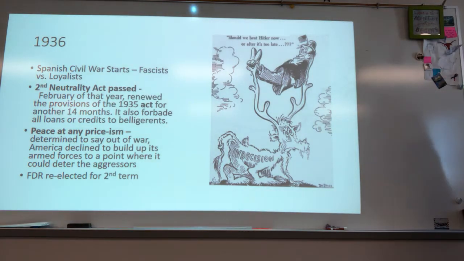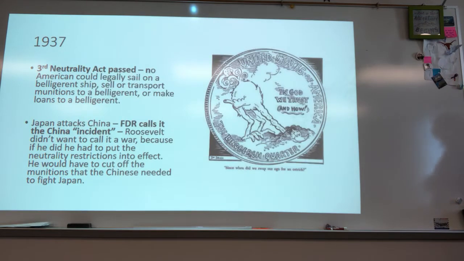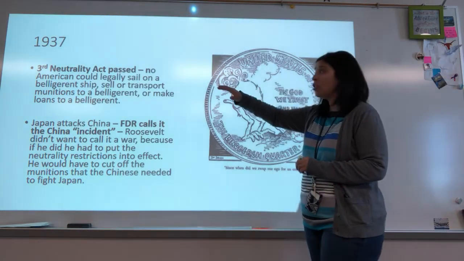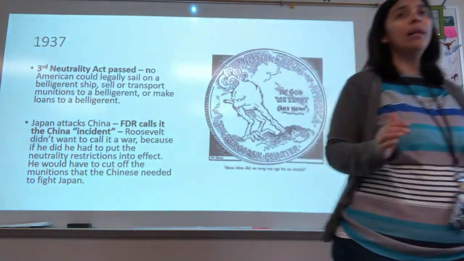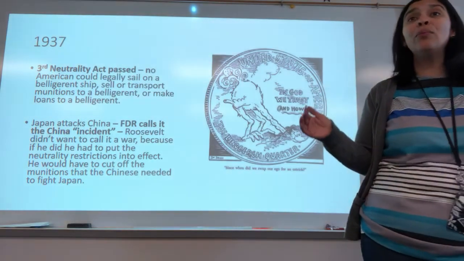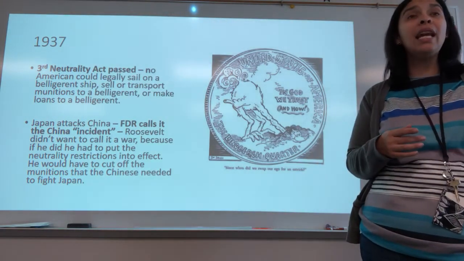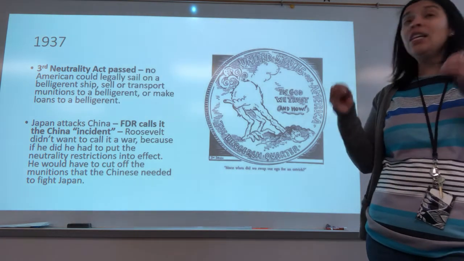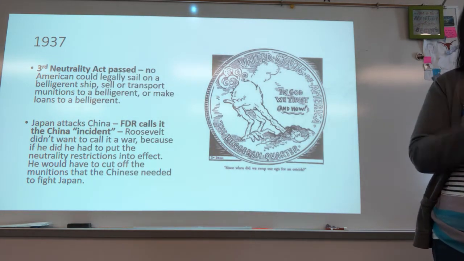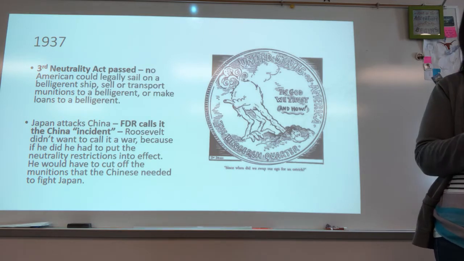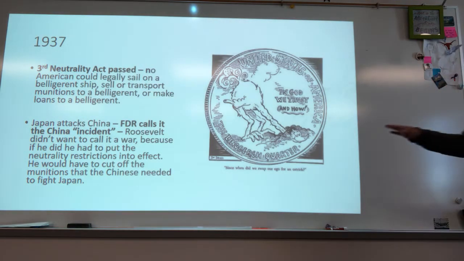FDR is elected for a second term. Third Neutrality Act. No American can legally sail on a belligerent ship, sell or transport munitions on a belligerent, or make loans to a belligerent. Wait, we already did the loans, right? We already talked about the transport of munitions. So basically we cannot do what on this one? Right, no sale. Why is that from World War I? Why is it that we should not be on other people's ships? Do we have any incidents that we could recall? Lusitania, Sussex, okay? So he's trying to prevent Americans from getting killed. Again, is this isolationism, that he's trying to keep us out of the war, transition, where he's trying to get us involved in the war, or is this aiding the Allies? This is isolationism. Do y'all see what animal is this?